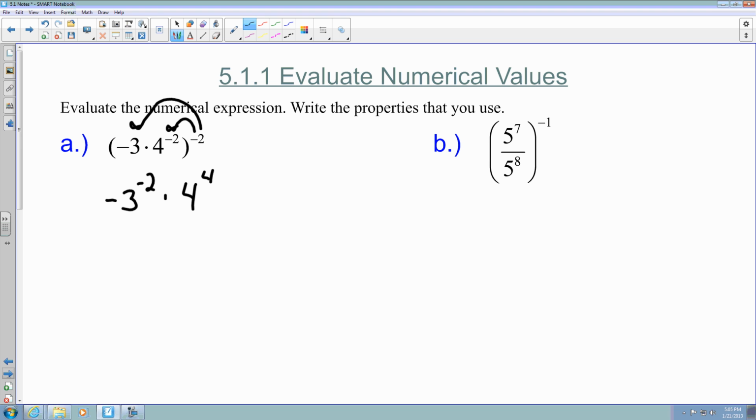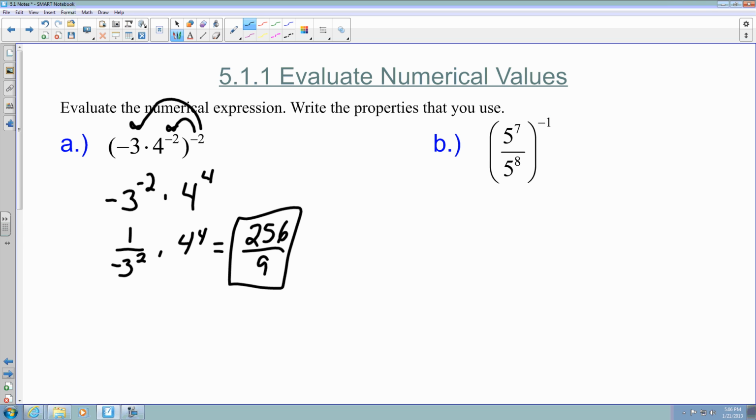Then I see that I have a negative exponent with negative 2, so I'm going to use my negative exponent property and say that this is just like writing 1 over negative 3 squared times 4 to the fourth. And then I'm just going to multiply through and use my exponents, so then this ends up being 256 over 9.